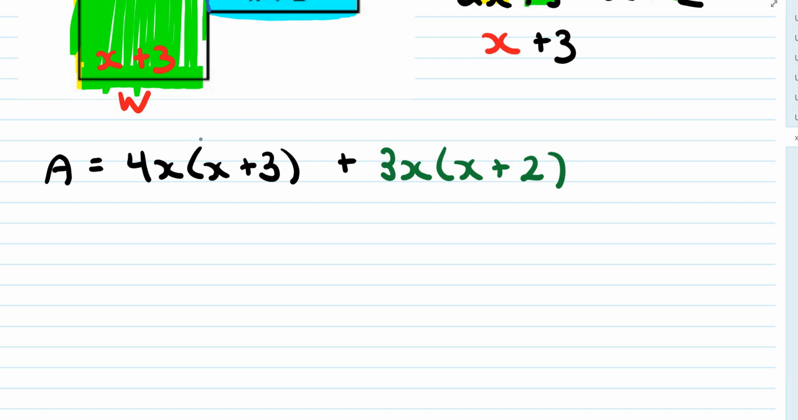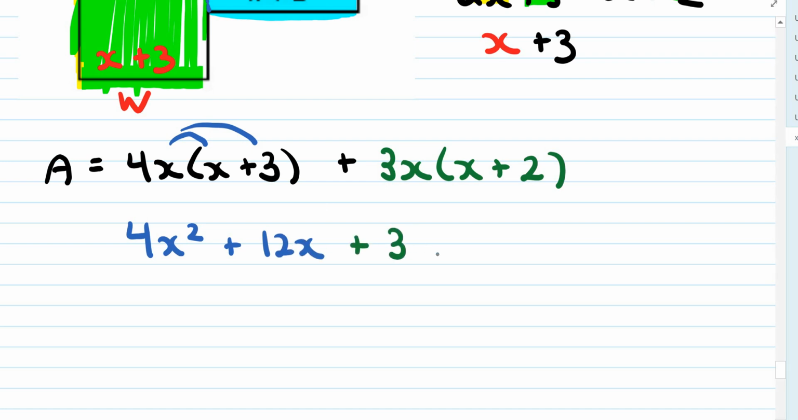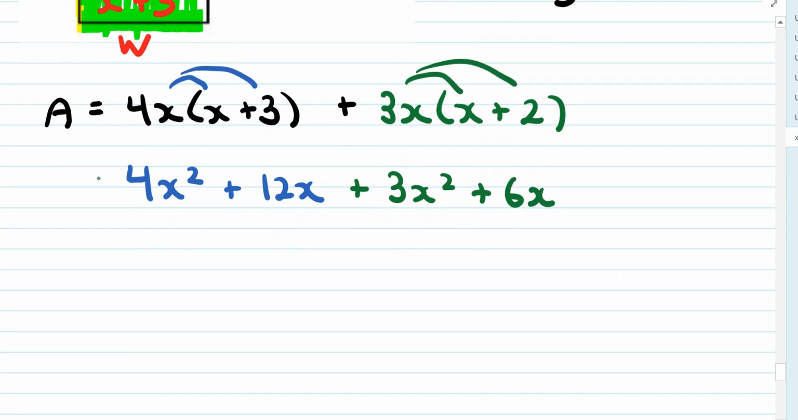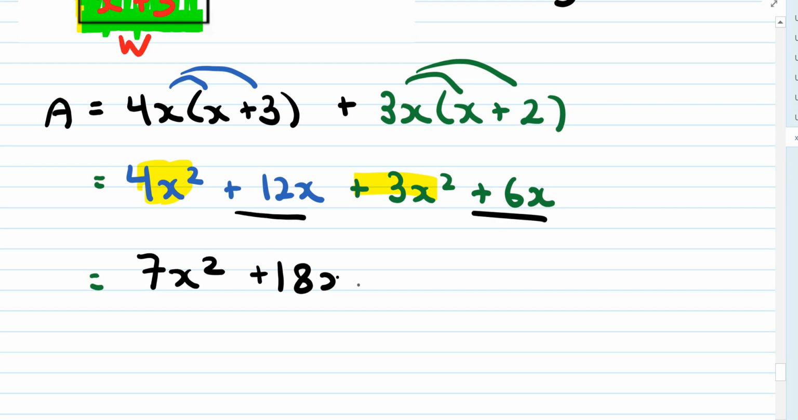And just like the previous problems, you want to distribute. So this will be 4x squared plus 12x, and then plus 3x squared plus 6x, because we're just distributing that. Okay, let's go ahead and collect like terms now. 4x squared and 3x squared is going to be 7x squared, and 12x plus 6x is going to be 18x. And there is your area of that particular shape.